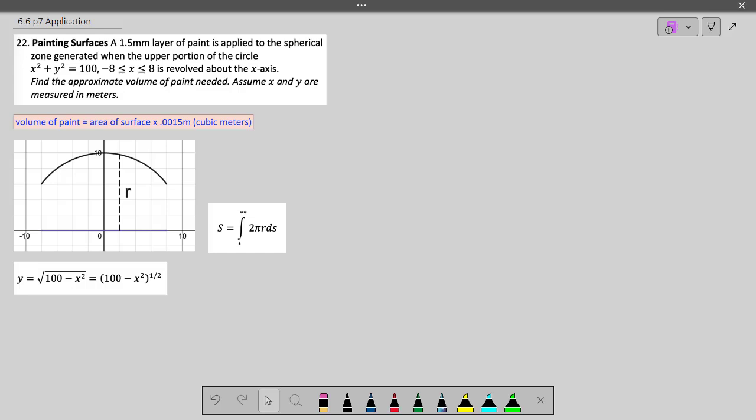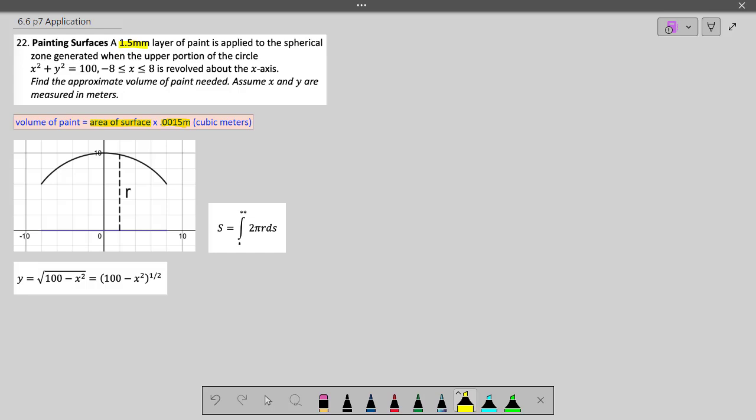Well, the math that we really are interested in is finding the area of this surface. The volume of paint is just found by multiplying that area by whatever the thickness of the paint is. And so they tell us that the paint is going to be 1.5 millimeters thick. We're going to convert that over to meters. So the meters of surface area times the meters thickness will give us the cubic meters, or the volume of paint that we're going to need.